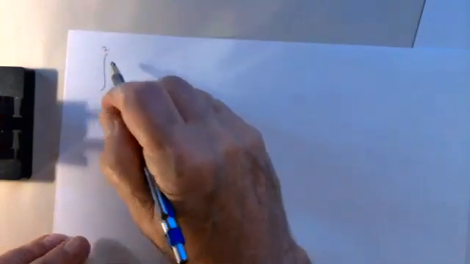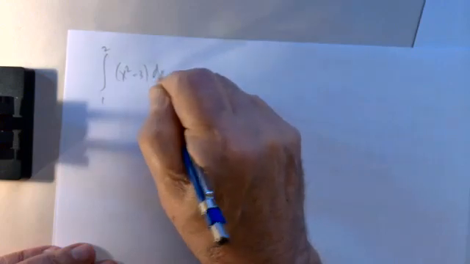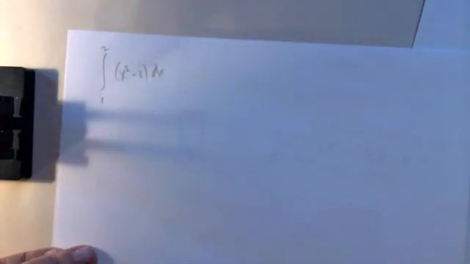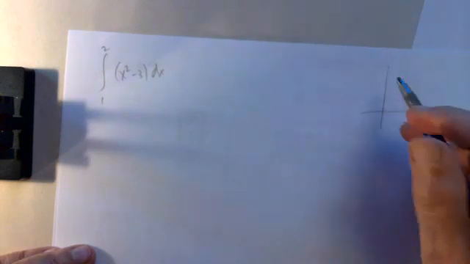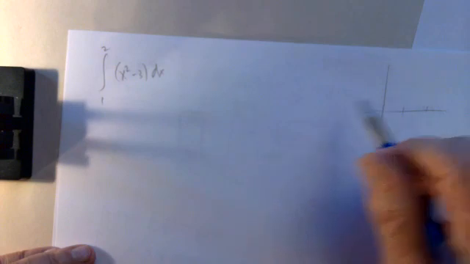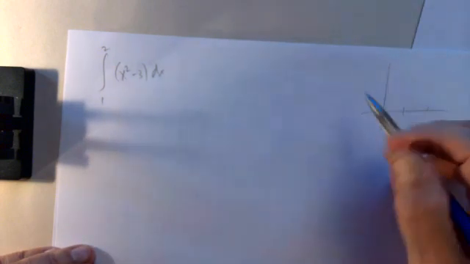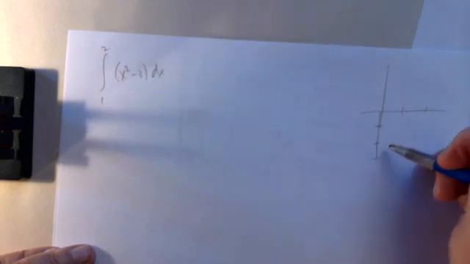Suppose we want to find the integral from 1 to 2 of x squared minus 3 dx. So this is a definite integral. What does the graph of that look like? This is the parabola x squared shifted down by 3.